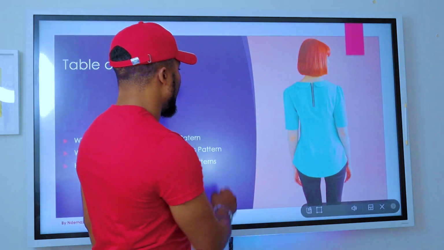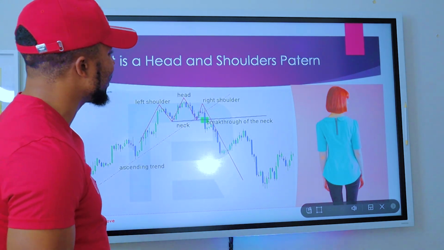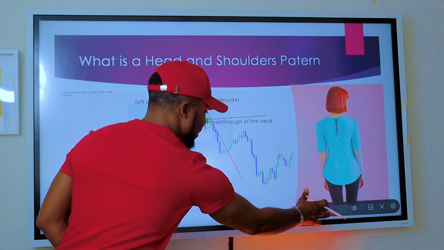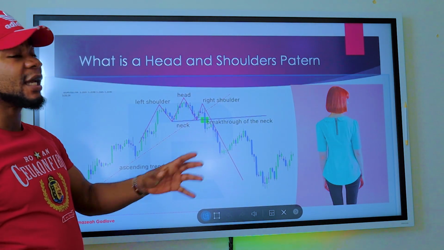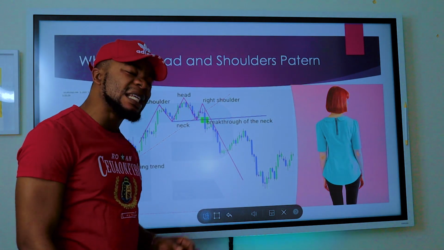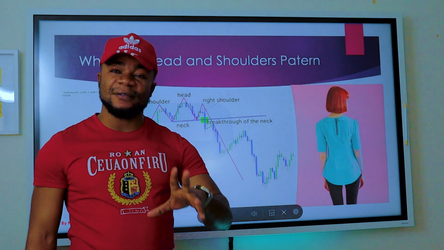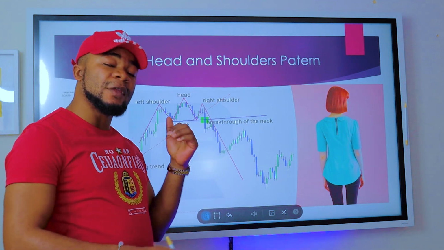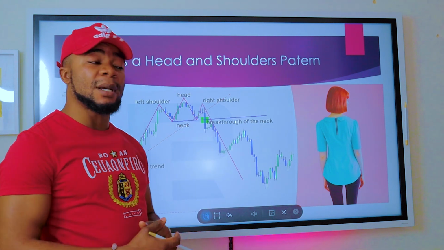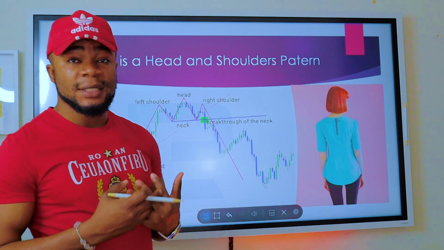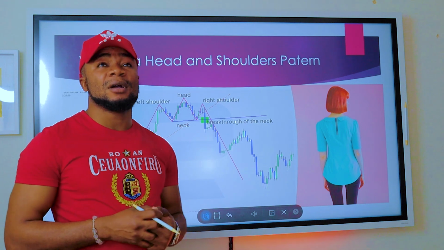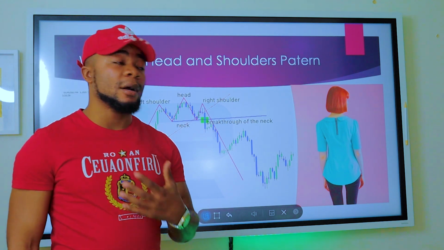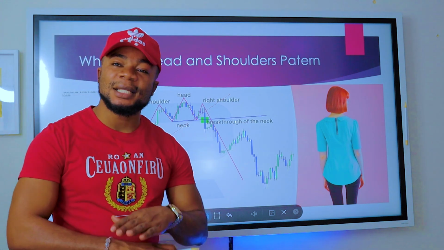Let's go now to the next slide. What is a head and shoulder pattern? As explained earlier, on my screen we have a typical example of a head and shoulder pattern. Write this down: it's a typical reversal signal. Just like our previous chart pattern, and if you haven't watched that one, please go back and watch it. It is also a very powerful chart pattern. In it we spoke of the double bottom and double top, which are typical reversal signals. It's the same thing here. The head and shoulder pattern is a typical reversal signal.